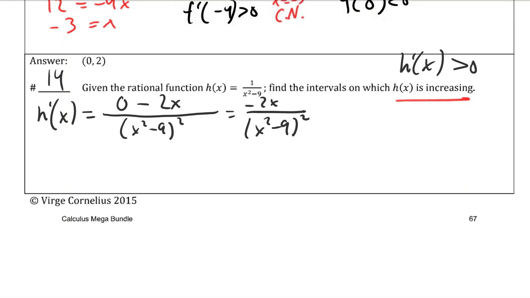To know where it's increasing, we need to test around critical numbers. And critical numbers can be when the first derivative is 0, or undefined. And I could take the square root here, add 9, take the square root. What numbers make the denominator 0?